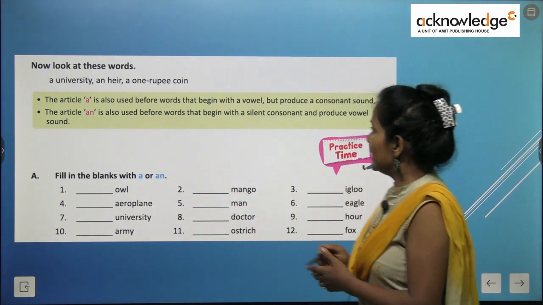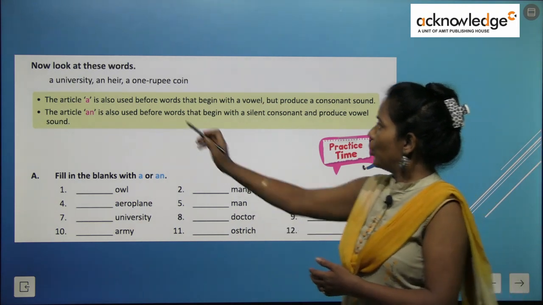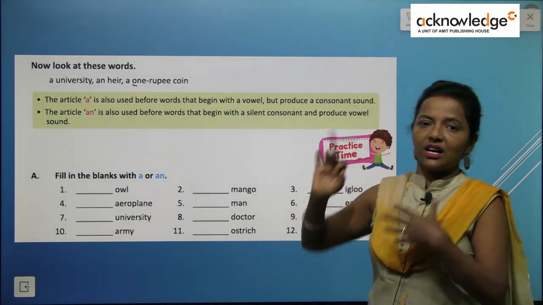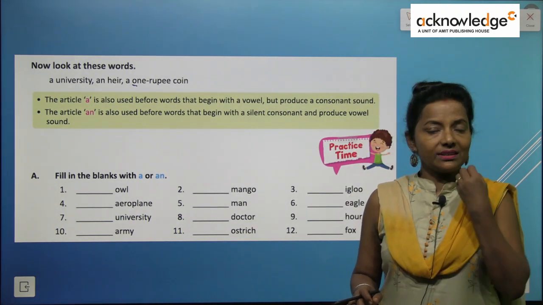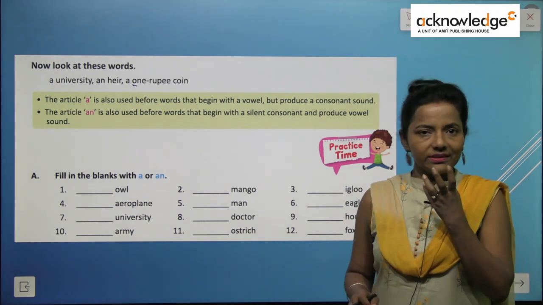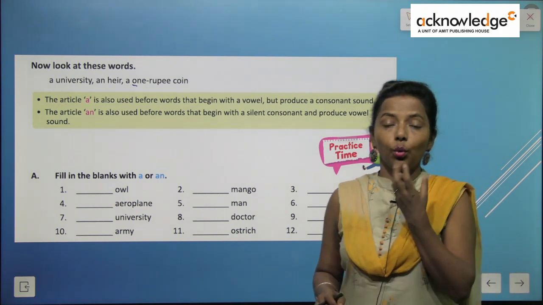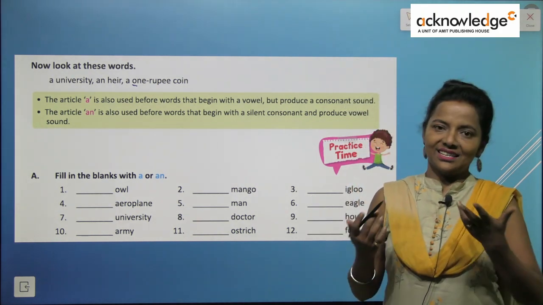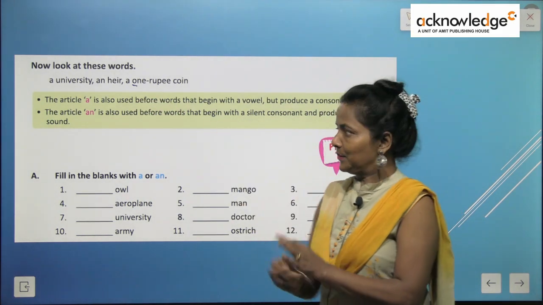See, O is a vowel, you all know O is a vowel, but in one it is producing a consonant sound. What is the sound here? V, one. In one, O is not coming out as a sound. The sound which is coming is V, one, V. So V is a consonant sound. So that's why we have used a here.